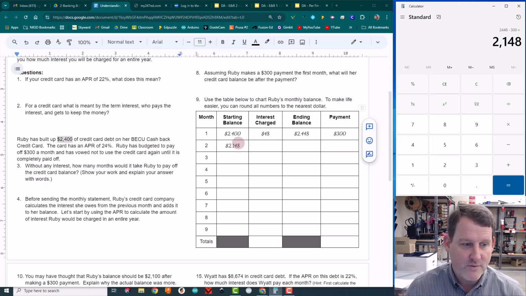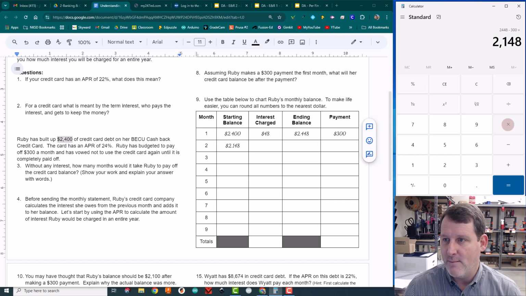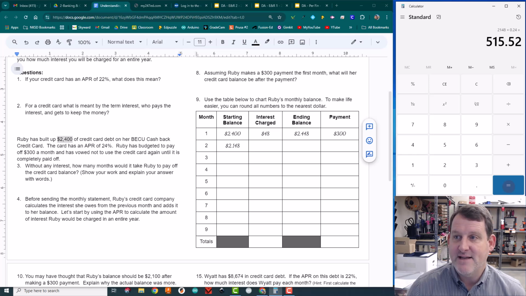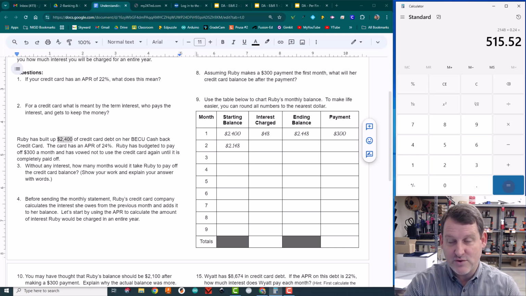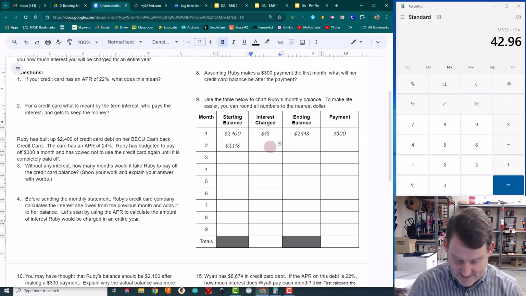We've paid some back. So what we need to do to figure out how much interest we're going to pay is run this back through these equations. So we're going to start by multiplying our new 2,148, this number right here, by 0.24, the APR. That's going to tell us that a year's worth of interest would be $515. To find 1 month of interest, we need to divide that by 12. And that means we're going to have $42.96 in interest. Well, for this activity, we don't need all the pennies. So we're just going to round that to $43. So $43 goes right there.